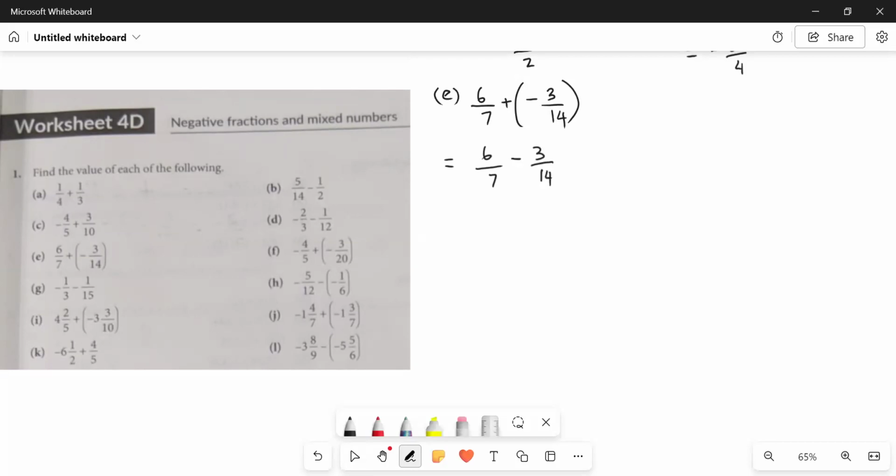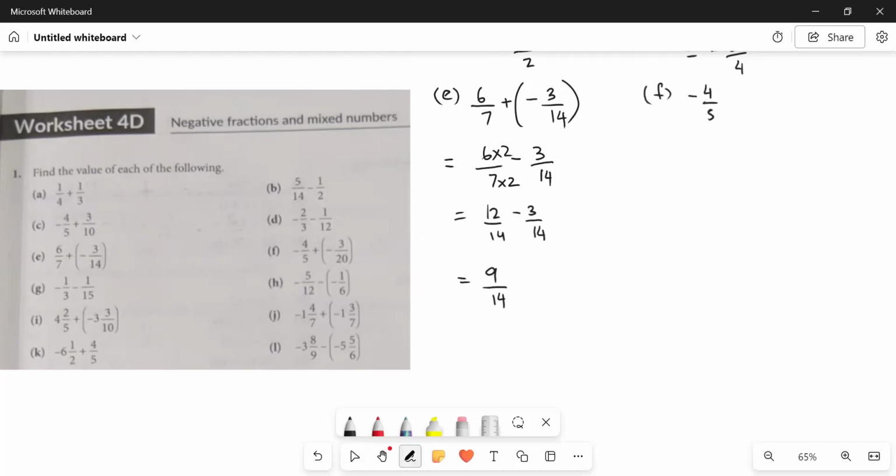Now the steps are same. 7 is a factor of 14, so we'll simply multiply it with 2 to make it 14. And it would become 12 upon 14 minus 3 upon 14. It's very simple. 12 minus 3 is equal to 9. And the denominator is the same, so it would be 9 upon 14. Okay? Next part.